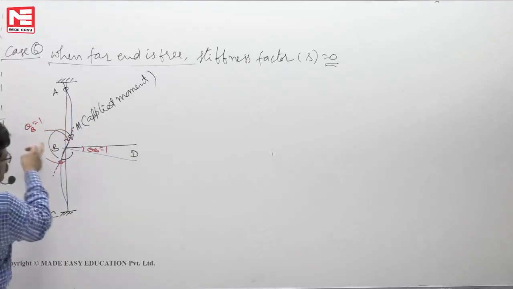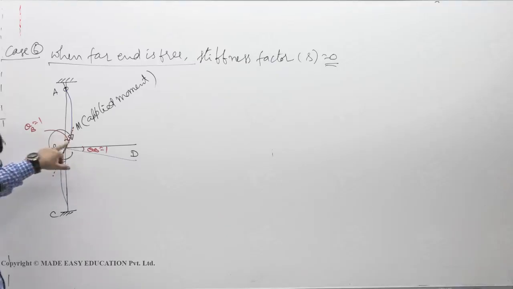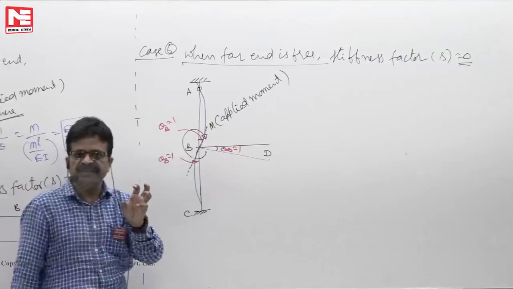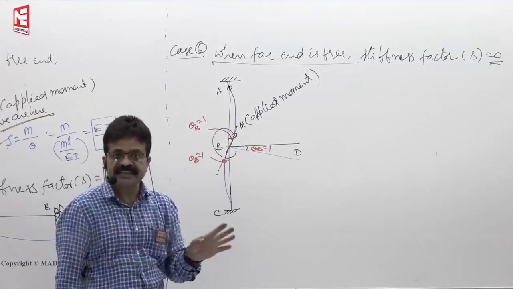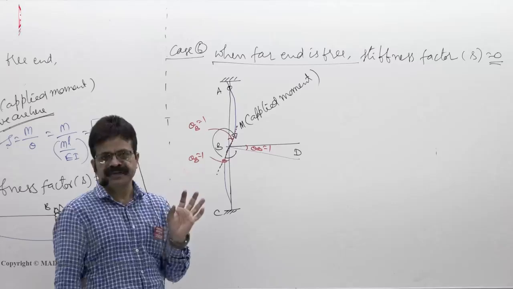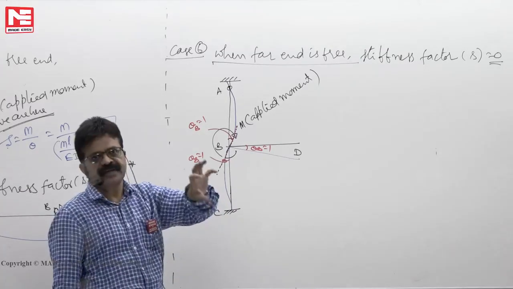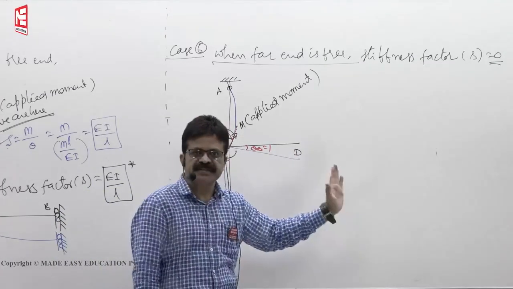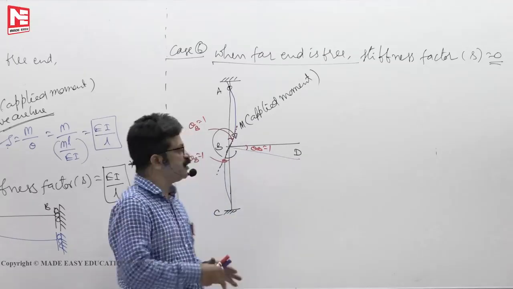This is the tangent. Again, one more. We see the angle between the tangents after rotation is also 90 degrees, maintained. A rigid joint is a joint where the angles between the members will not change after applying the moment. At such a rigid joint, if you apply a moment M when the far end is free, then for that member the stiffness factor, meaning the moment required to produce unit rotation, is 0.